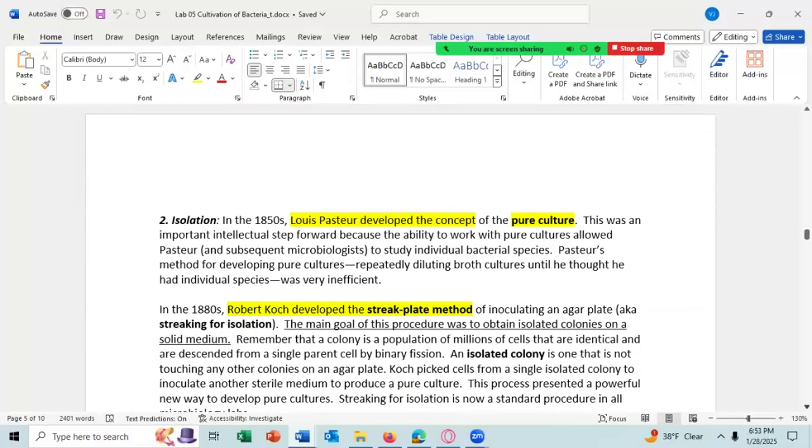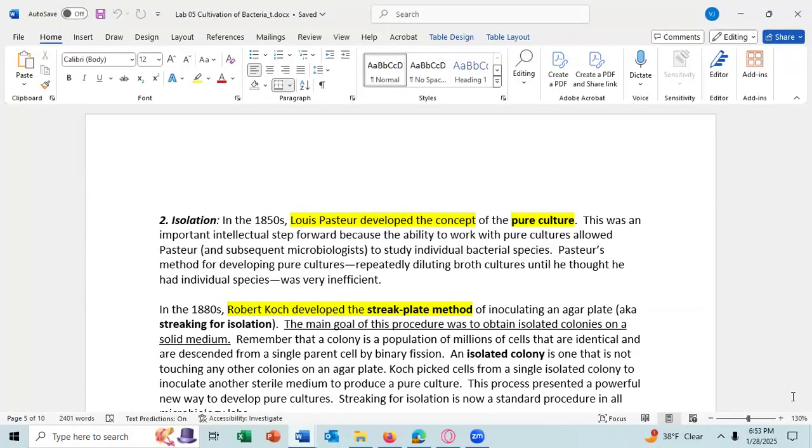Then next we have isolation. Louis Pasteur first developed the concept of working with pure cultures. He also developed a way to obtain a pure culture. If you don't work on a pure culture and then your test result is, let's say, positive, you don't know which species in the mixed culture caused the positive result. So usually microbiologists work with a pure species.